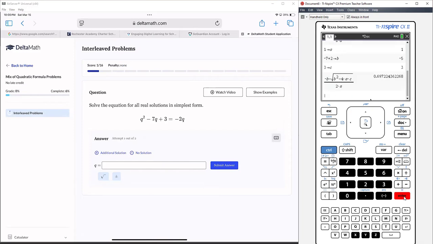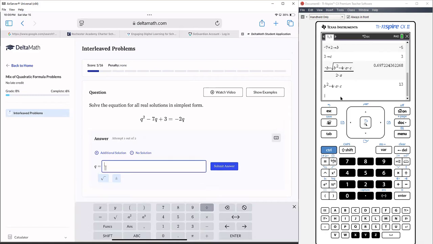Press enter. Now I get a bunch of decimals and you see there's nowhere over here where it tells me to round. So that means they don't want decimals. So I'm just going to look at the b squared minus 4ac part. So I'm going to do b squared minus 4a times c. All right. And then I press enter. And you can see that that is 13. So I can just write my answer because I know 13 is a prime number, so I can't simplify that radical.